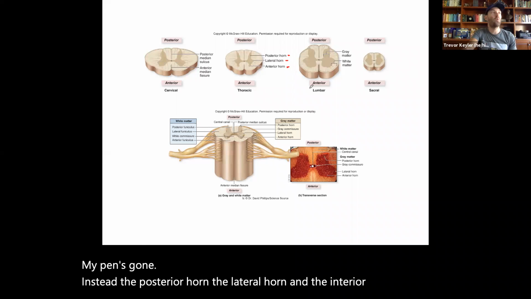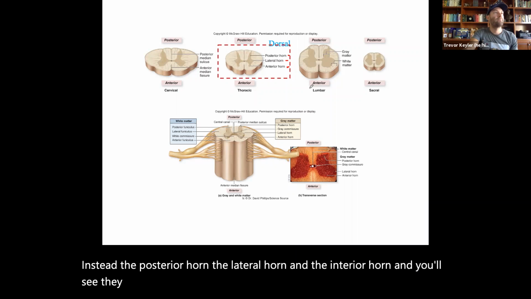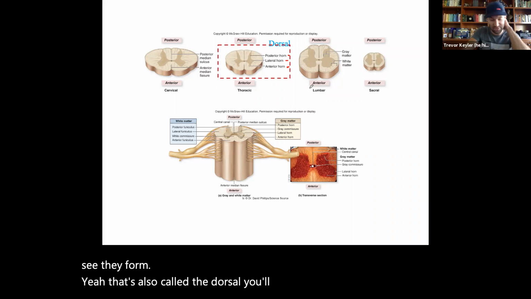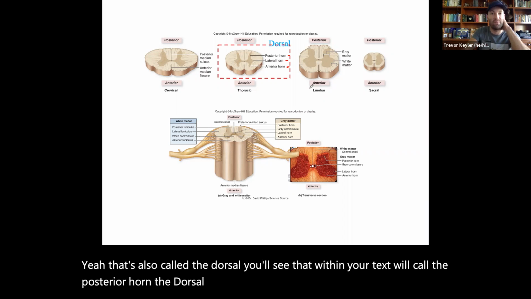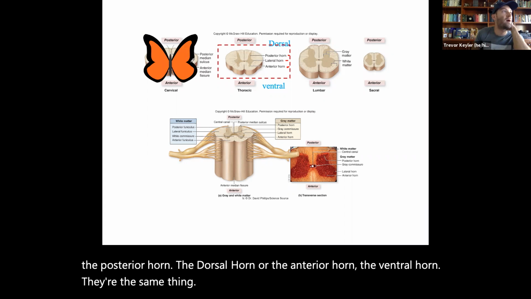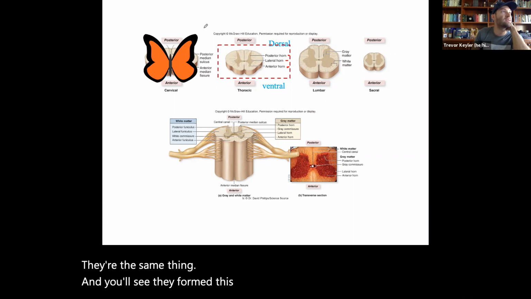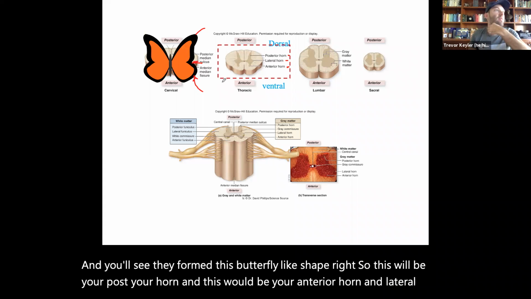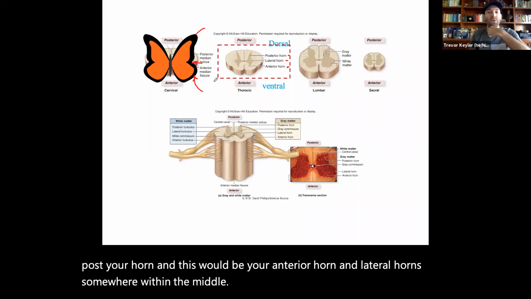That's also called the dorsal. You'll see that within your text. They'll call the posterior horn the dorsal horn, or the anterior horn the ventral horn. They're the same thing. And you'll see they form this butterfly-like shape. So this will be your posterior horn, and this would be your anterior horn, and the lateral horn somewhere within the middle. So it forms a butterfly pattern.